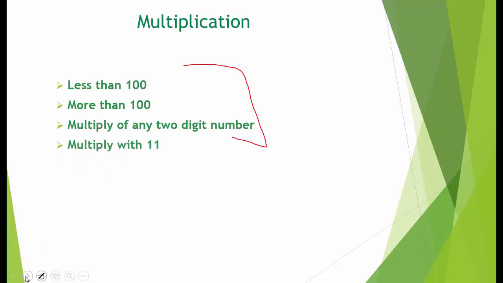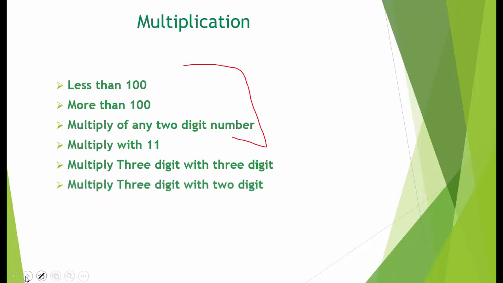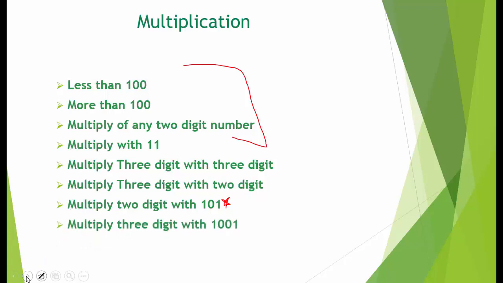Then multiplication with 11, multiplication of a 3-digit number with any 3-digit number, multiplication of a 3-digit with a 2-digit number, and multiplication of a 2-digit with 101. This is very important. And multiplication of a 3-digit with 1001 and some miscellaneous calculations.